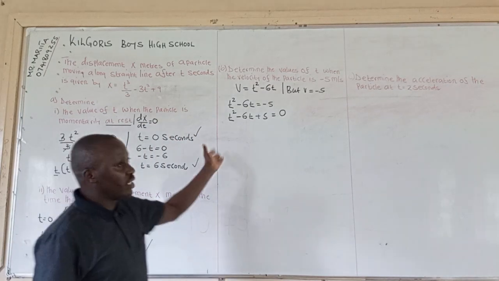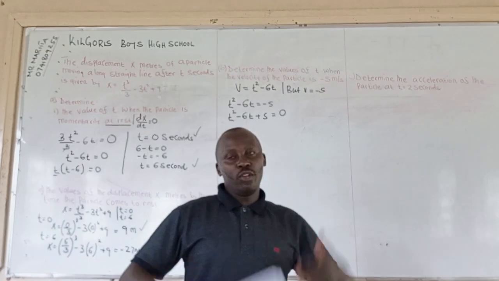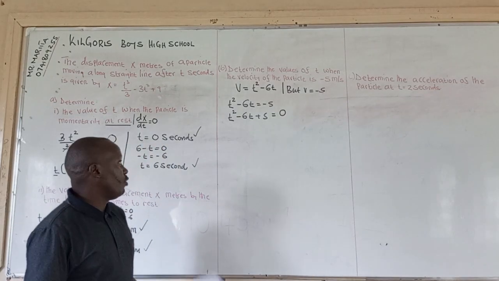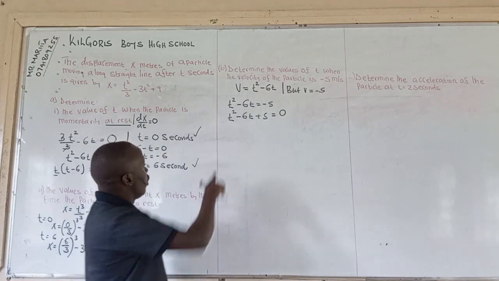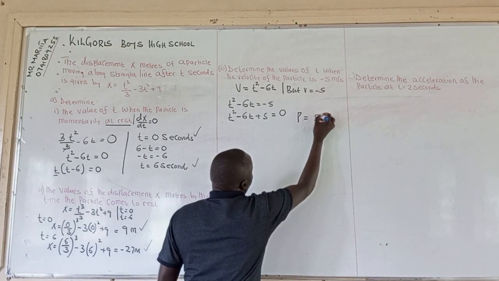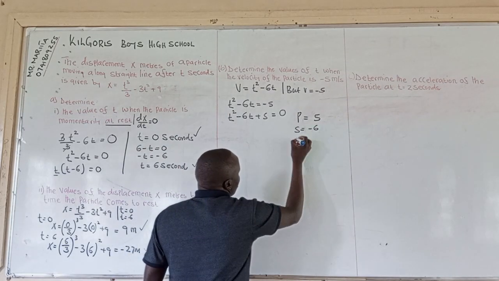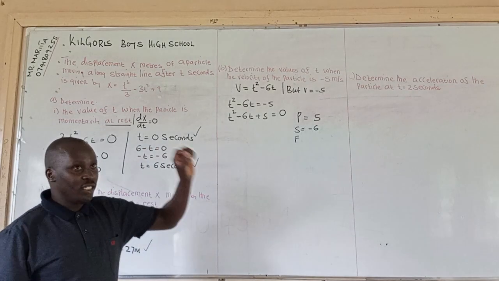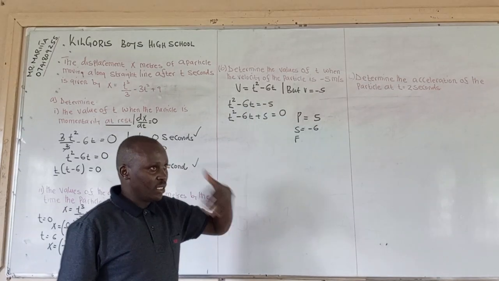You can use the quadratic formula, or you can use the completing the square method, or you can use the sum and product method. If you use the sum and product method, the coefficient of t squared is 1, so we take 1 times 5. Our product is equivalent to 5, and our sum is equivalent to negative 6. Then what are the factors? Factors are the numbers which, when we find a product, we can get 5.